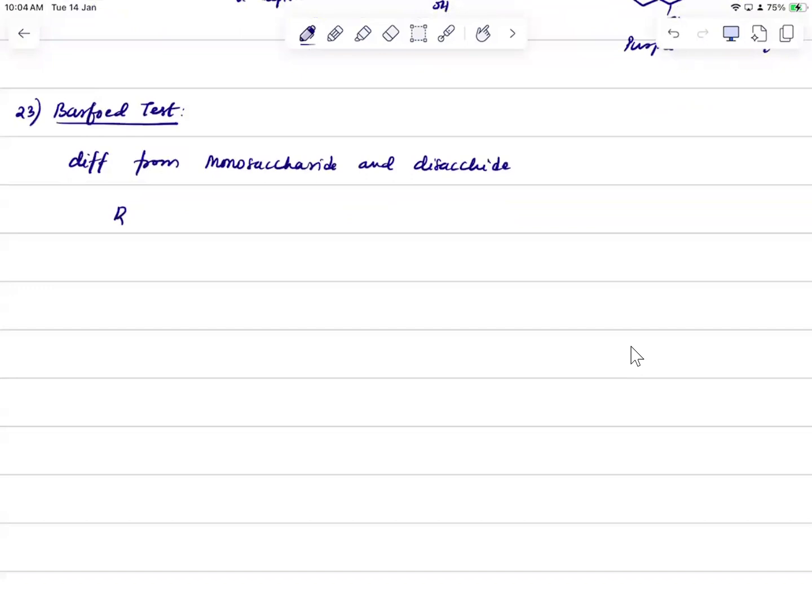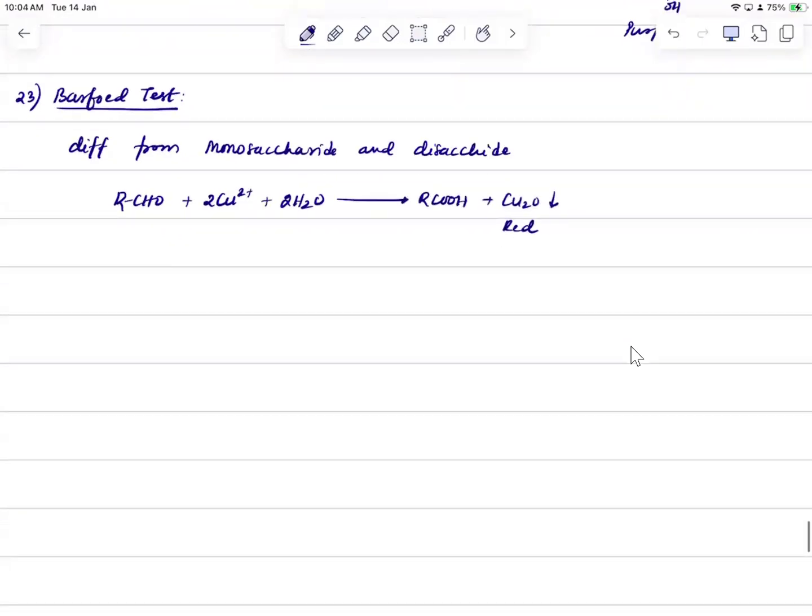Correct. So what happens is first, if you have an aldehyde plus 2 moles of copper 2 plus and 2 H2O, you are expected this to form RCOOH. It will get oxidized and you will get red color precipitate. So this is same as Fehling's test, except Fehling's test is in basic medium. Here it is in aqueous solution. Got it? So if you get this, then it is Barfoed test. Mainly, like I said, Barfoed test is used for differentiating monosaccharides and disaccharides. Clear?